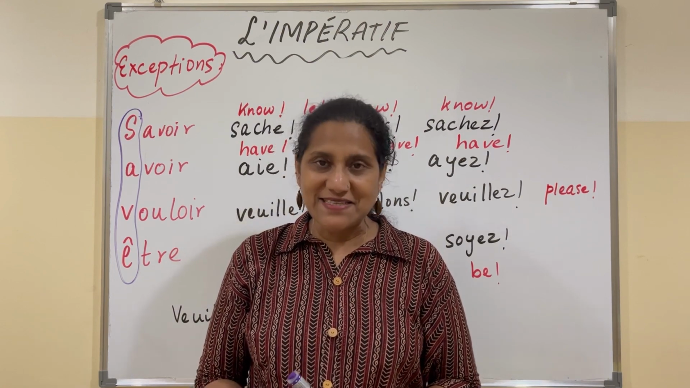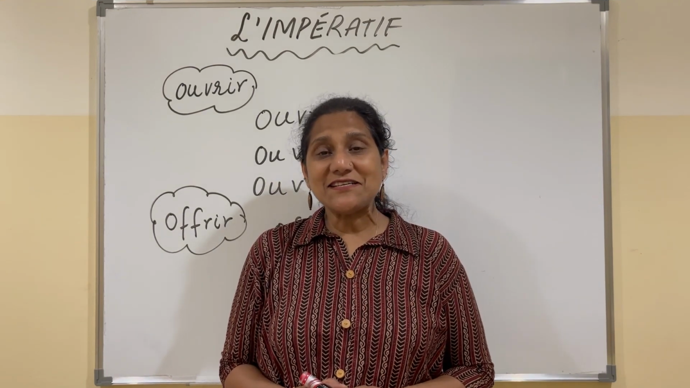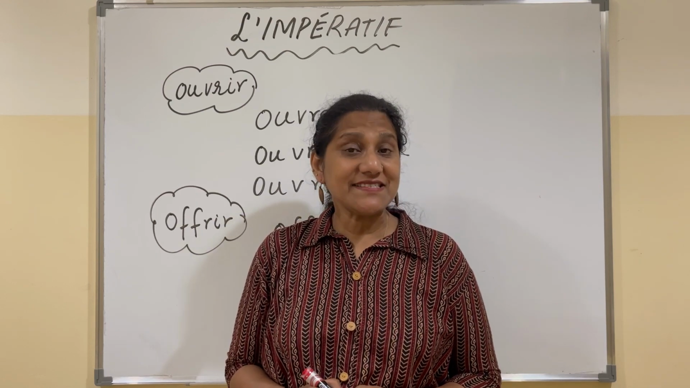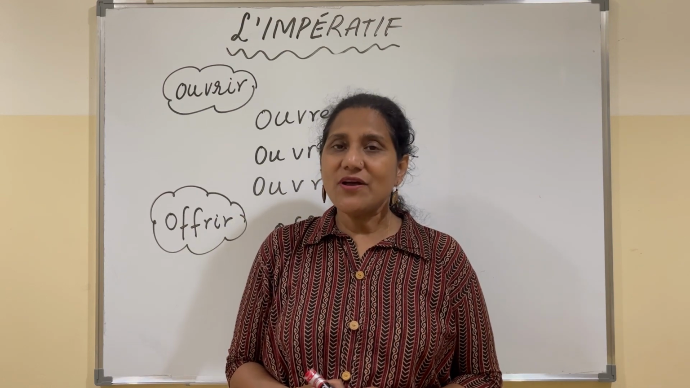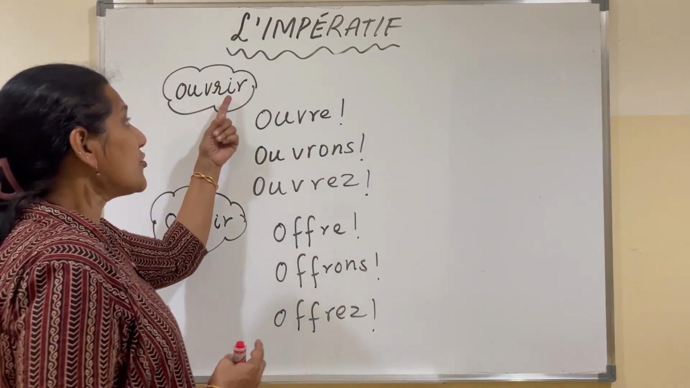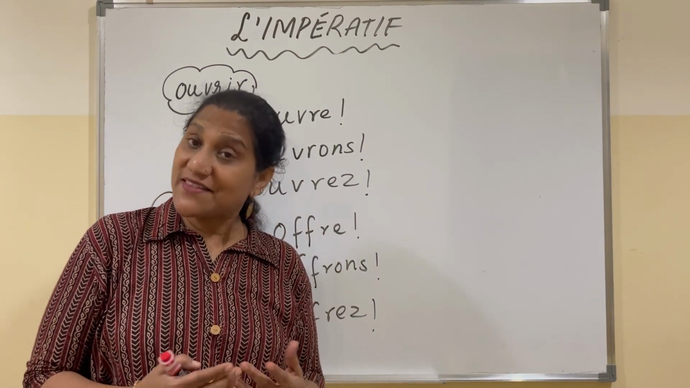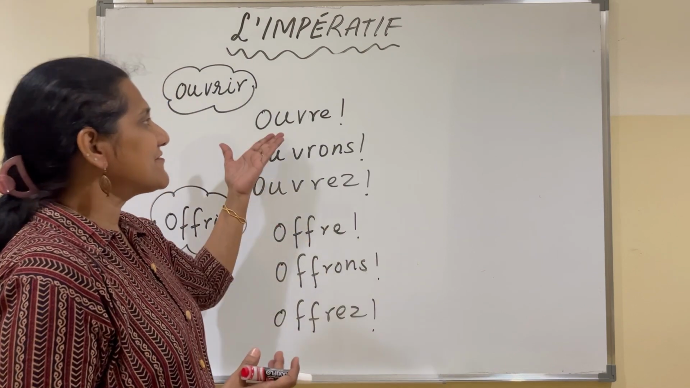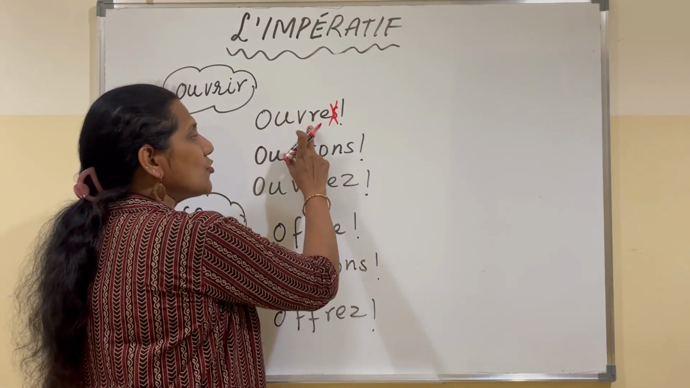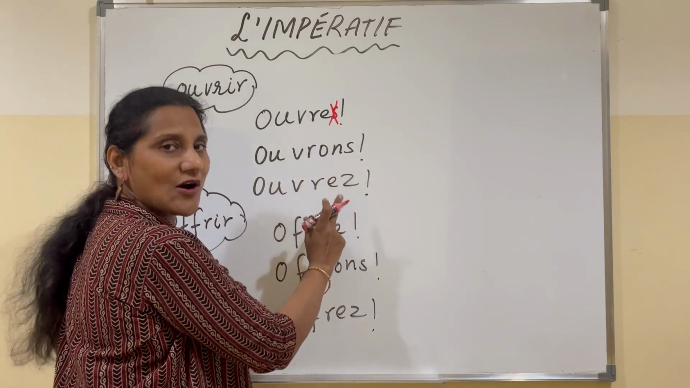Let's look at some more exceptions. Remember, we learned ER verbs, aller, don't take the S in the tu form. Now, here we have two verbs, ouvrir and offrir. Although they are IR verbs, they are conjugated like ER verbs. Therefore, in the imperative tense, for ouvrir also, the S will not be there. So, ouvre, ouvrons, ouvrez. Open, let's open, open.